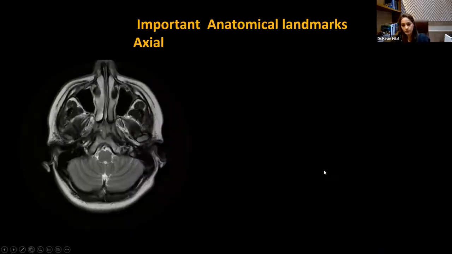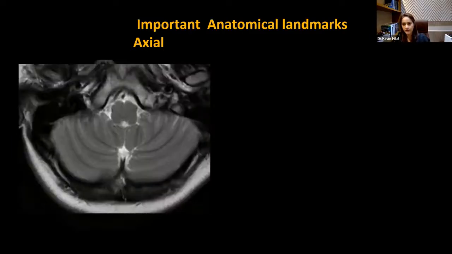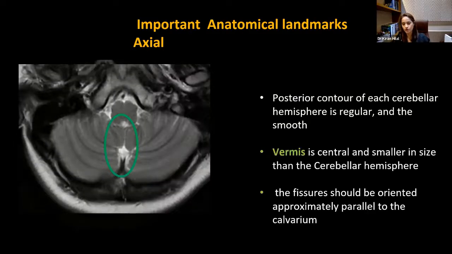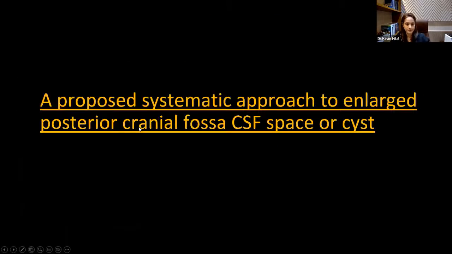Don't worry, I'm not going to talk in detail about the cerebellum. It's just a few important points which I want you to remember. This is your cerebellum, magnified in this area. Remember this midline structure. This is the appearance of the vermis, which is central in the axial view. It is smaller in size than the cerebellar hemisphere. Remember the contour of the cerebellar hemispheres is always smooth. Can you see these black lines? They always run parallel to the calvarium. This is what you really need to remember, and forget about the rest.